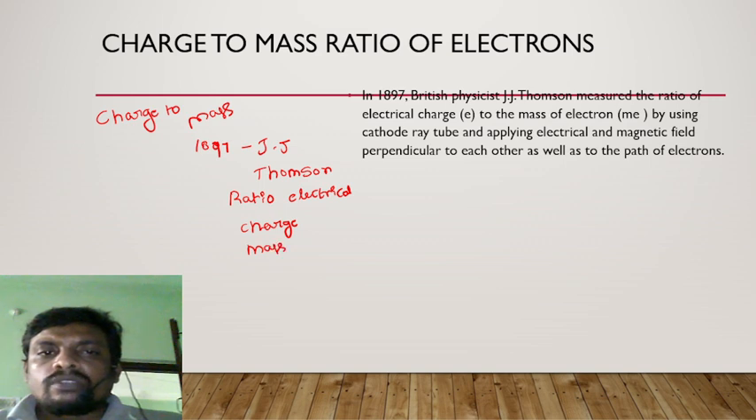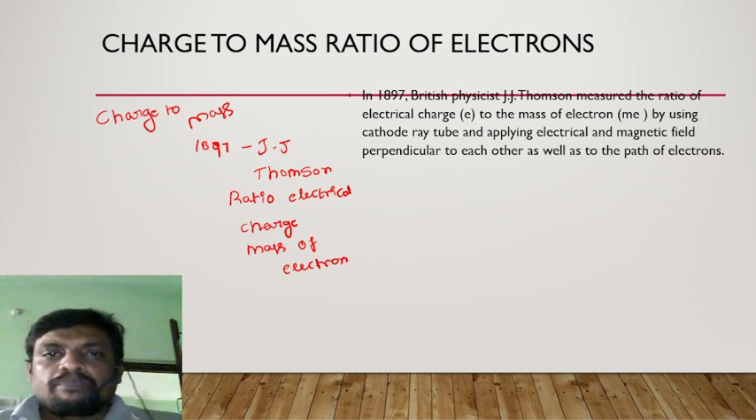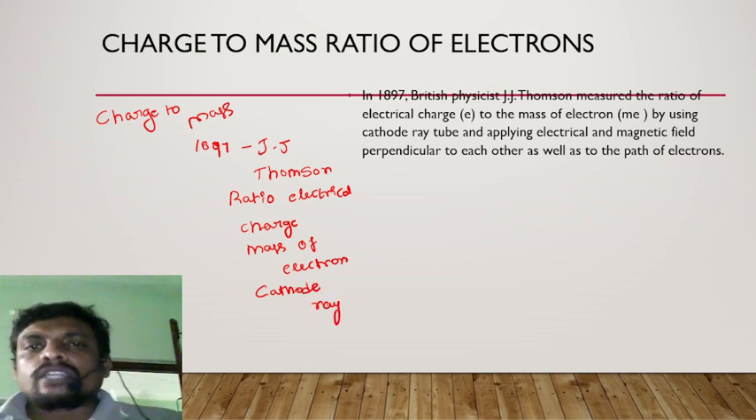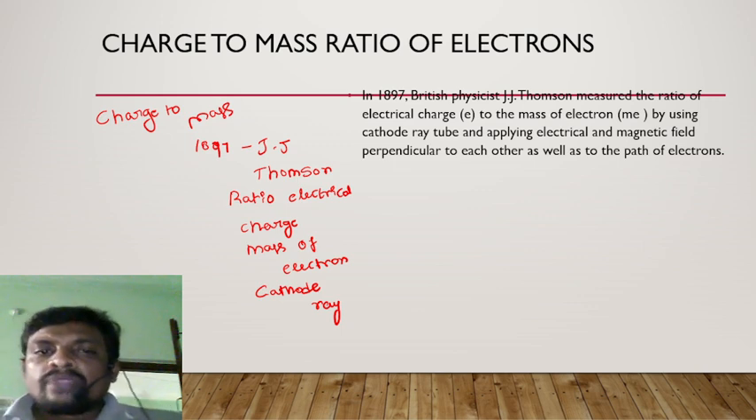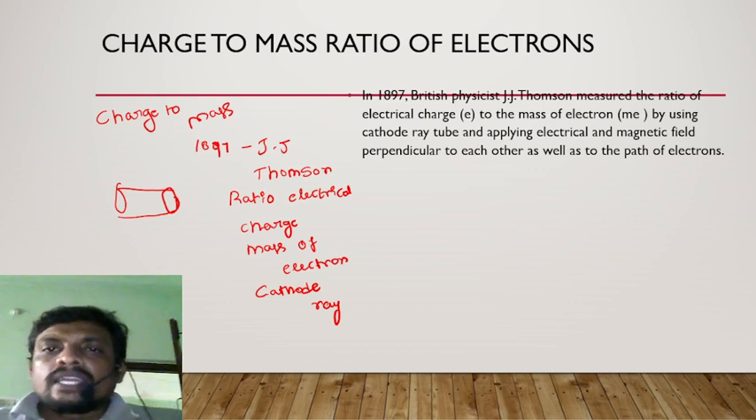What will be the mass of an electron? Every electron is a subatomic particle containing a specific mass. This was found by using the cathode ray experiment. A specific tube is taken here, a cathode ray tube, applying an electrical discharge and a magnetic field.